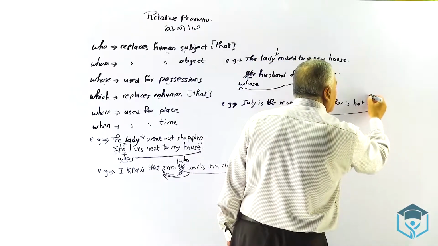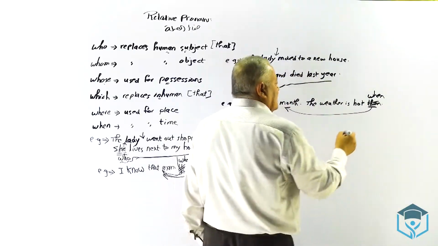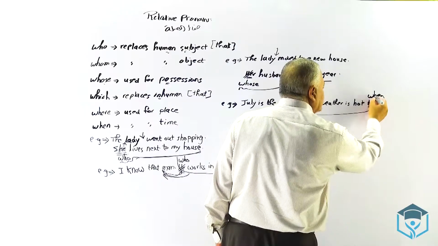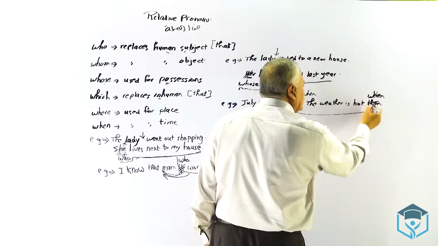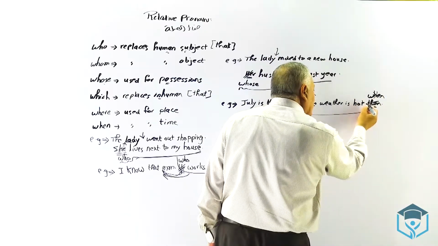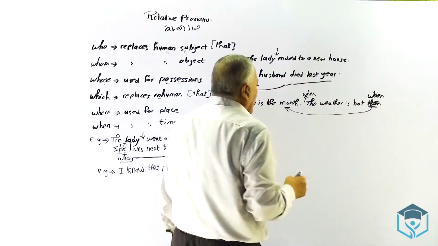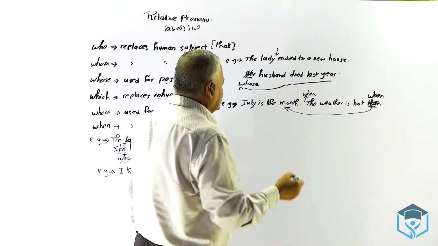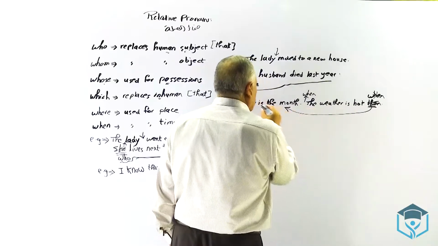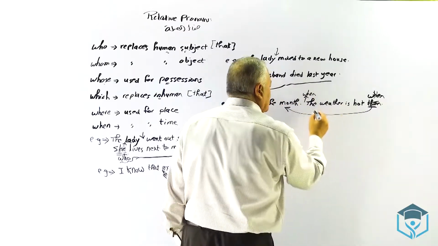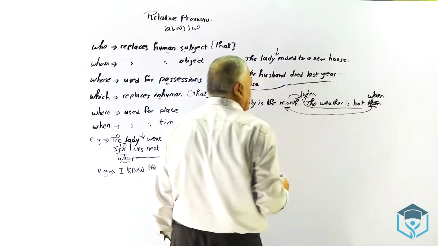Instead, use when. When you see the relative pronoun comes last in a sentence, drop it and put it first. How does the new sentence become? It becomes as follows. July is the month when the weather is hot. So when the weather is hot, this clause comes next to the noun it modifies, which is the month.